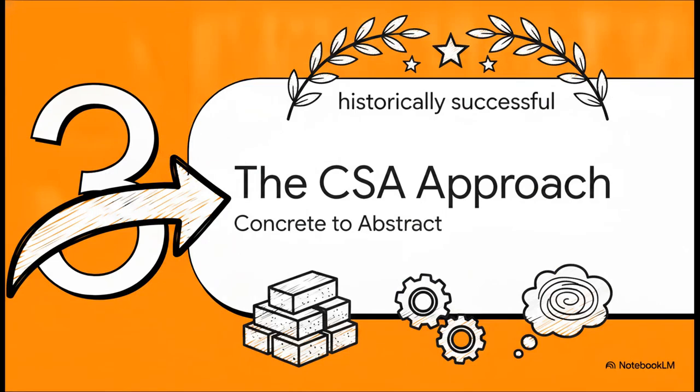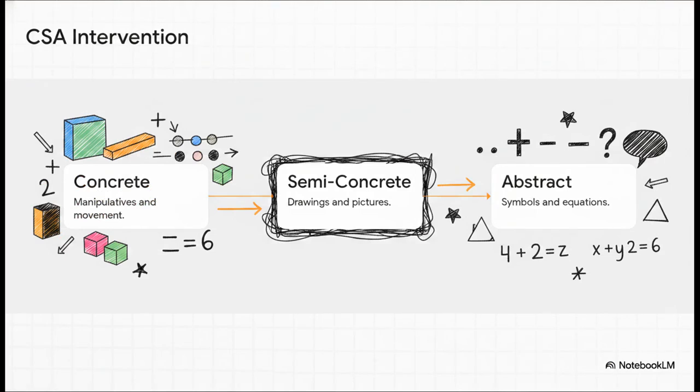Okay, moving right along to Section 3, the CSA approach. Let's see how this explicit mindset builds into one of the absolute most successful interventions out there for students with disabilities. The concrete, semi-concrete, abstract approach, or CSA, is basically a deliberate cognitive bridge. You guide students on this physical and visual journey. You move from concrete manipulatives and movement to semi-concrete drawings and pictures, and finally to abstract symbols and equations. But, and this is the secret sauce here, you absolutely must parallel model the numbers at every single stage. So when they're holding that physical block, the written number needs to be right there next to it, forging that mathematical connection in real time.